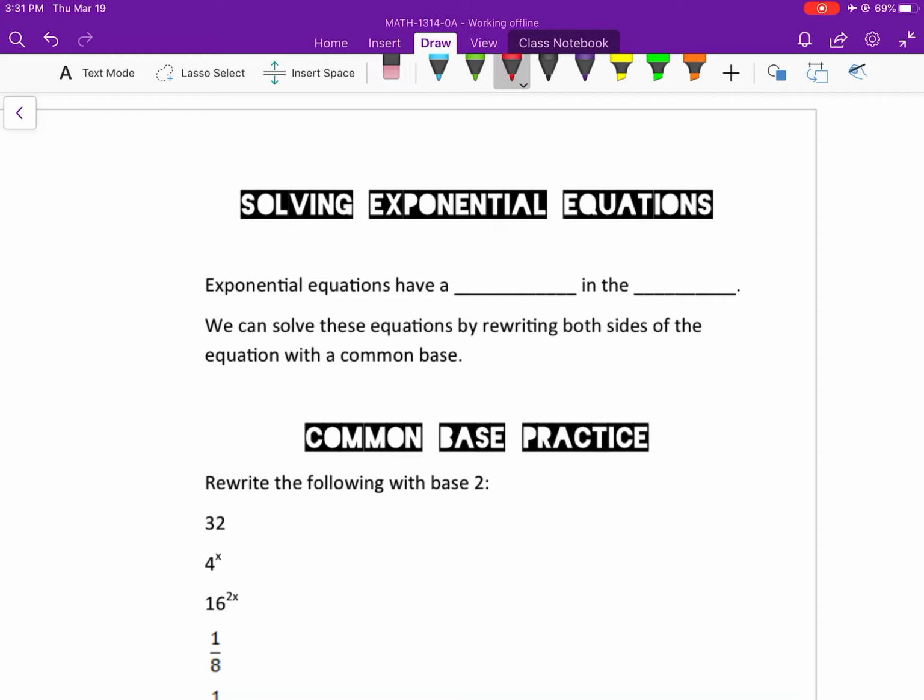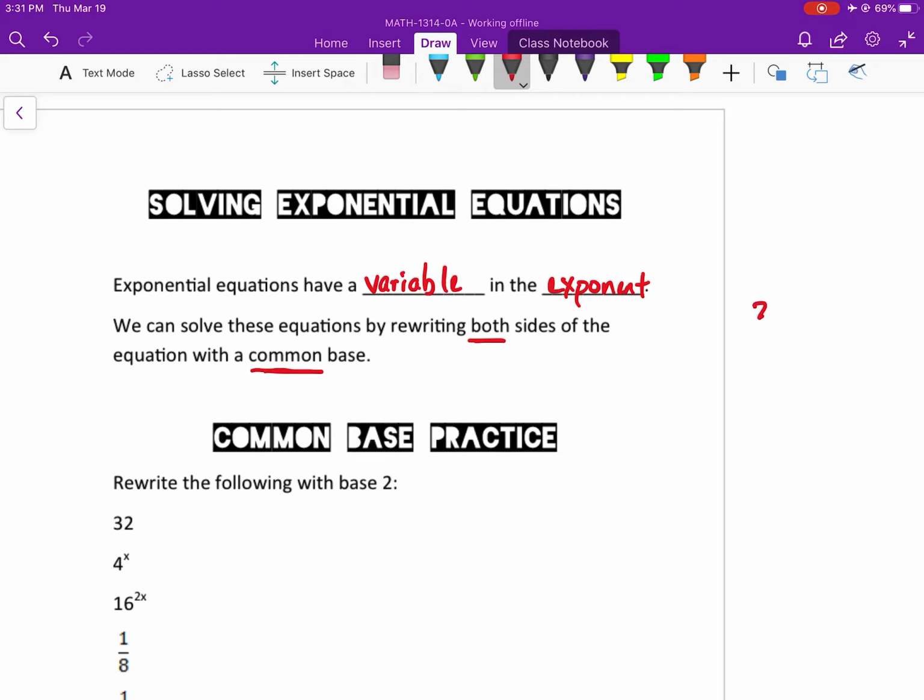Okay, so exponential equations have a variable in the exponent. Okay, we can solve these equations by rewriting both sides of the equation with a common base. Okay, all right. So let's keep in mind when we're talking about exponential equations, we're talking about a variable in the exponent. Okay, so it'll look similar to that.